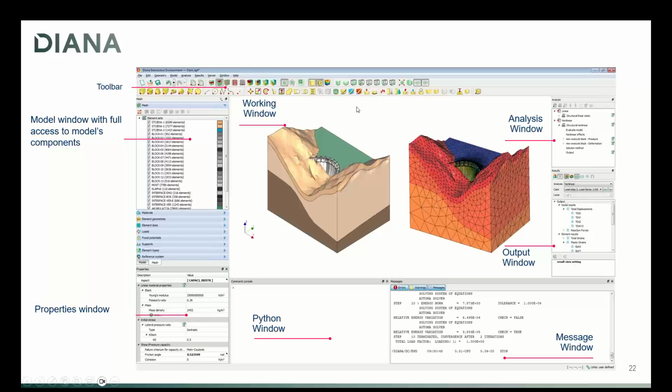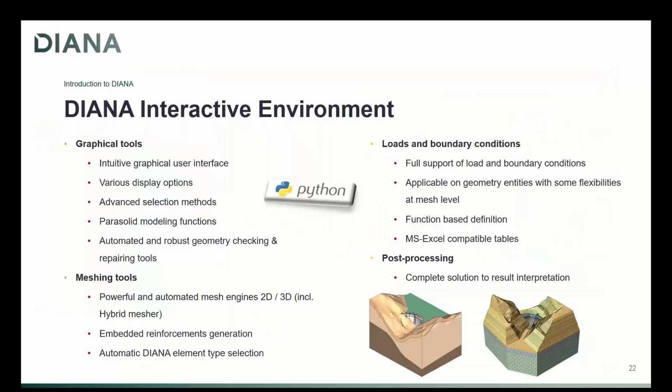And there is the main window, the working window. That's where the magic happens, I would say. That's where you do the modeling, the meshing, and you display the results. So everything is done in one interactive environment. With respect to this interactive environment, we deliver, or at least we try to deliver, the state-of-the-art solution with powerful graphical tools. The user interface is quite intuitive, with various display options and advanced selection methods.